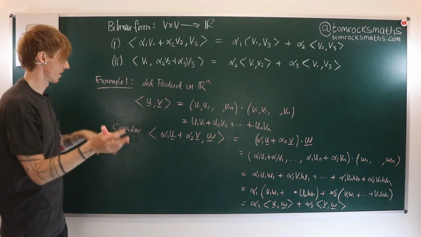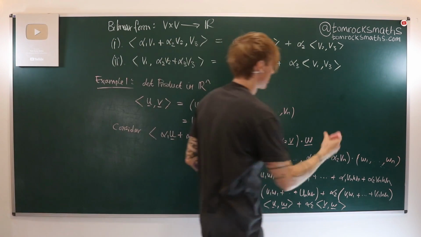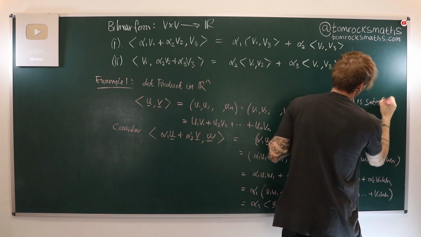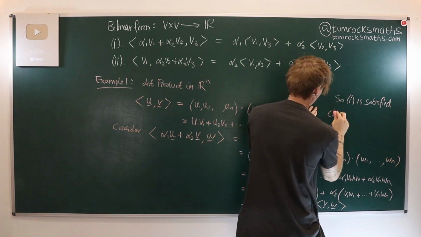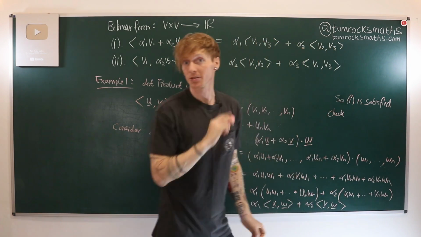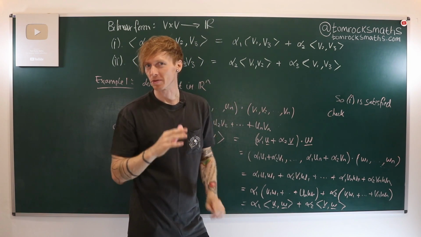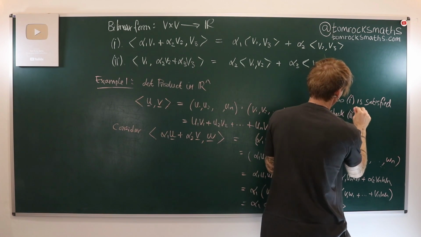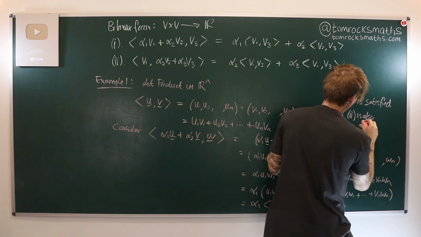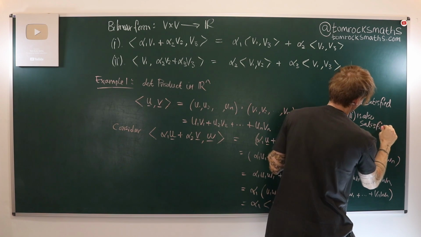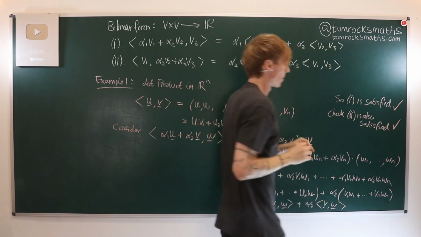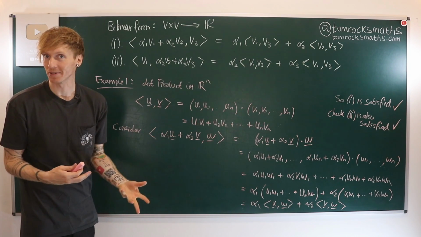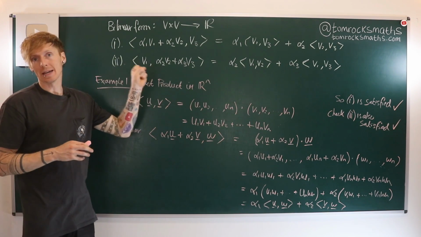So we can see that number 1 is satisfied, and you can also check, and you should do this as an exercise if you're new to bilinear forms, a very good way to get to grips with the definition, that 2 is also satisfied. So you'll find that both of them hold, therefore we can conclude the dot product is indeed our first example, our most simple example, I would say, of a bilinear form.